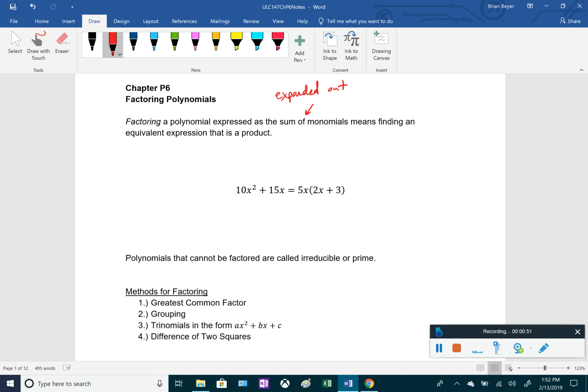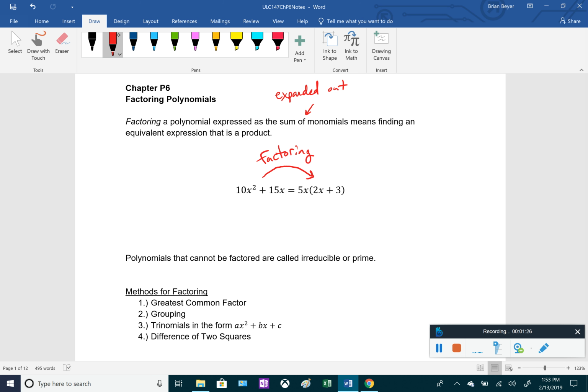For example, if we have this example down here, 10x squared plus 15x, that is the sum of monomials. 10x squared is a monomial, 15x is a monomial. They're being added, so it's expanded out. What we're going to be doing is factoring it. We're going to go from that left-hand side and factor it and say that it's the same thing as 5x times 2x plus 3. So 5x would be a factor here, and so would 2x plus 3.